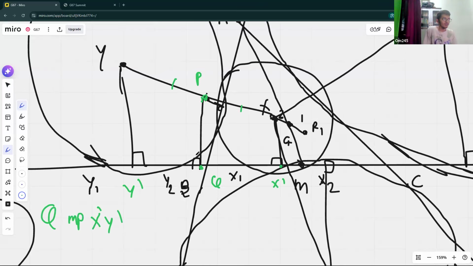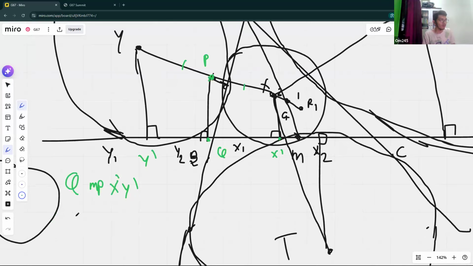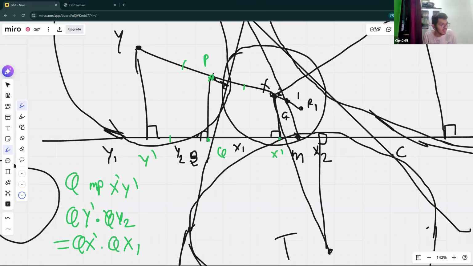Now if you try to get a power of a point, right? Qy dash times qy2 equals what? Qx dash times qx1. The reason is that xy y1 y2 is equal to x1 x2. So this implies y dash y2 is equal to x dash x1. So this length is equal to this length, and this length is equal to this length. Does everyone understand?